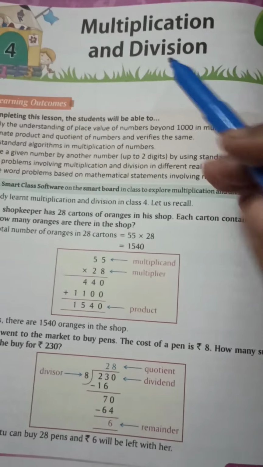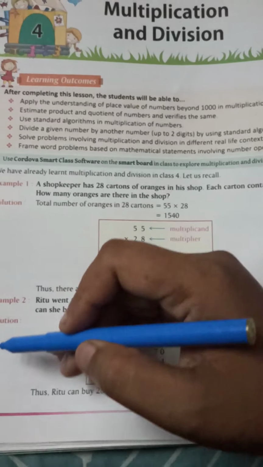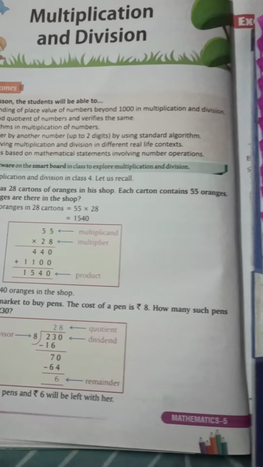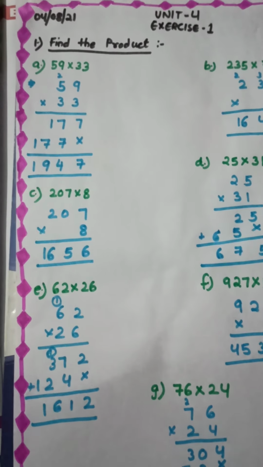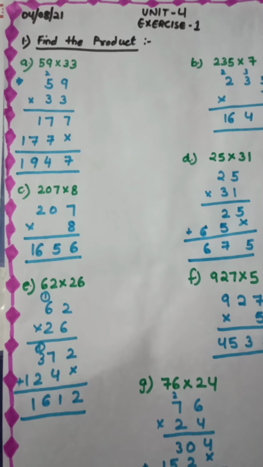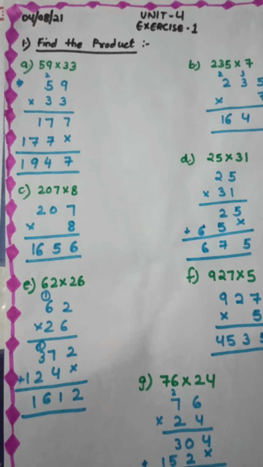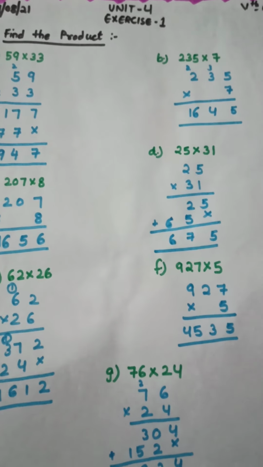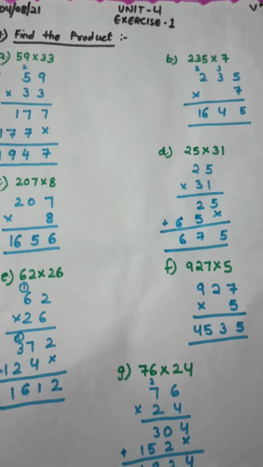Now let us begin with unit 4, multiplication and division, on page number 44. But before that we will do a few mixed tables, and it is my request to all of you to please learn your tables up to 20. Please make sure to learn the tables up to 20, then only you can do your sums very easily.